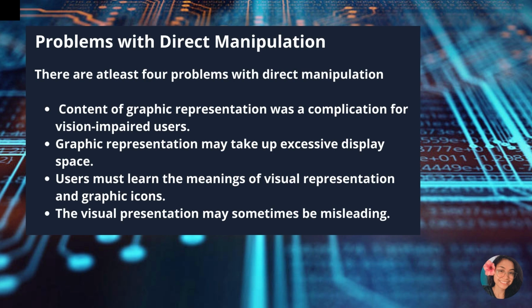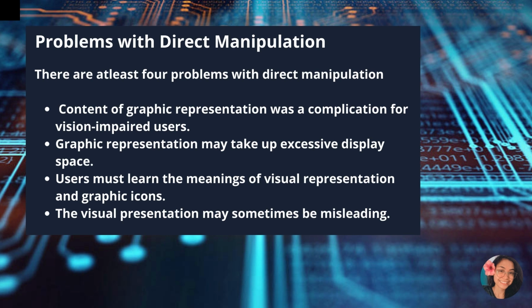Problems with direct manipulation do exist. There are at least 4 problems that were stated here. The first one is the content of graphic representation was a complication for vision impaired users. Second, the graphic representation may take up excessive display space, where direct manipulation designs may consume valuable screen space and thus force valuable information off screen, requiring scrolling or multiple actions.